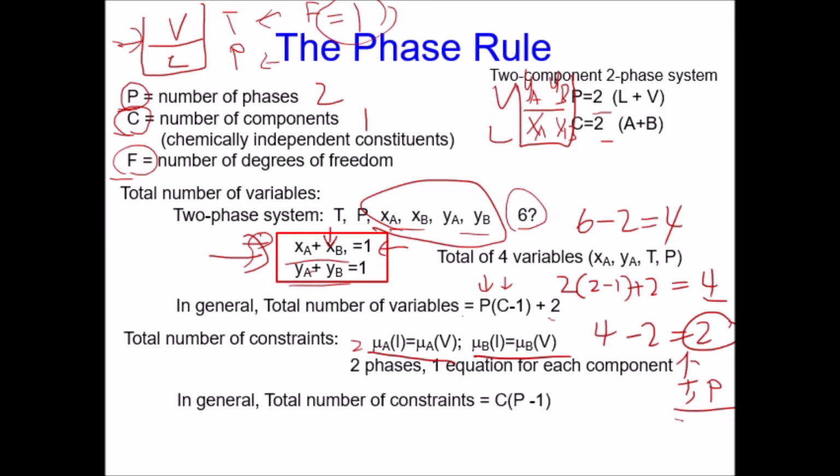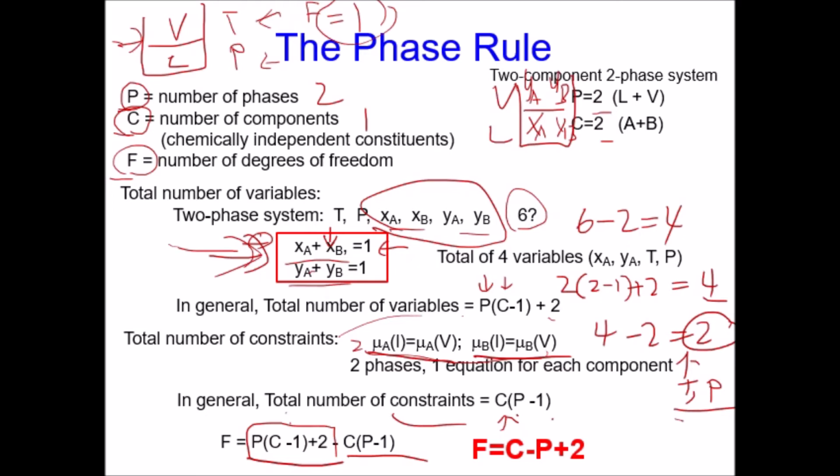Now, in general, the number of constraints relating the chemical potentials can be calculated by the number of components times (phases minus 1). And therefore the number of degrees of freedom can be calculated by this equation. So here P times (C minus 1) plus 2 is the number of variables after considering that the mole fractions added together is 1. And then you minus the constraints due to the chemical potentials. So by doing that, we have the final phase rule, that is the number of degrees of freedom equals number of components minus number of phases plus 2.